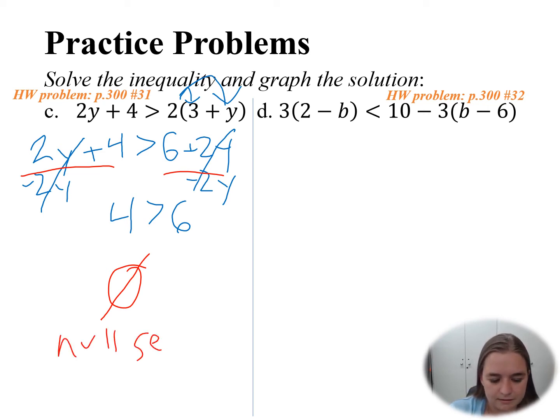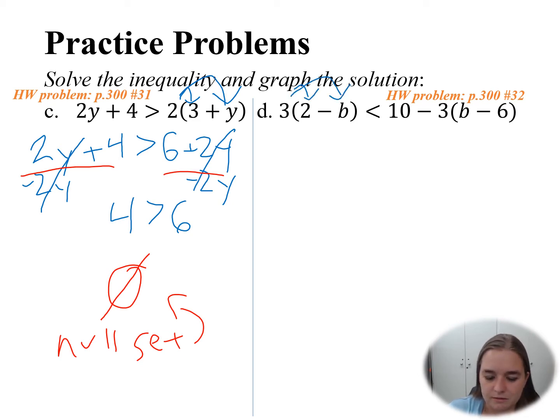I can represent that with the null set symbol. So, if possible, I would graph the solution, but in this case, there are no possible solutions. There's no solution, or a null set as the solution. Tricky, tricky. Number 32, I'm going to start with the same sort of process.